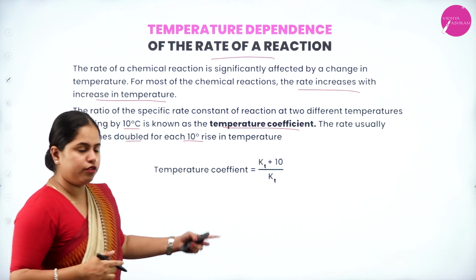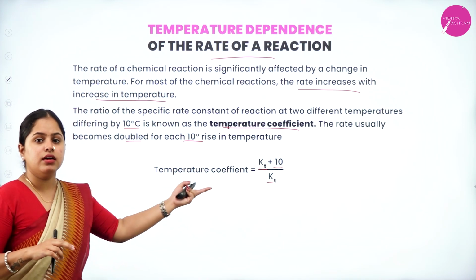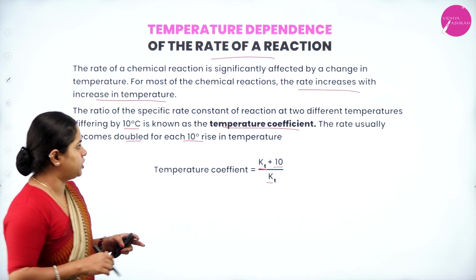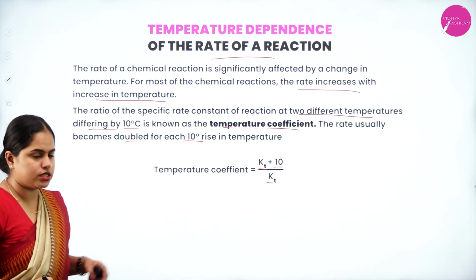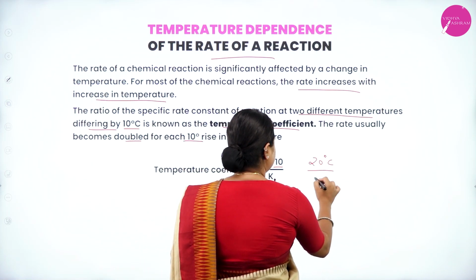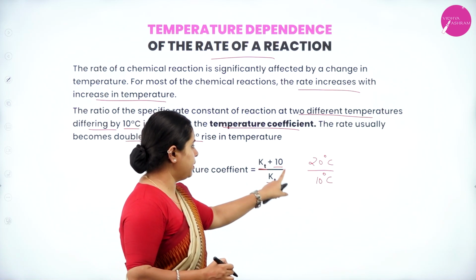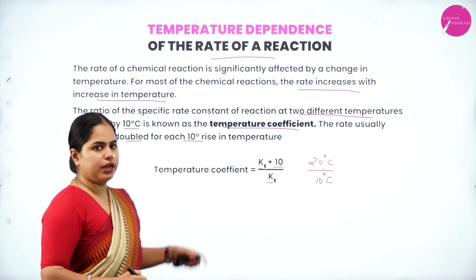So the temperature coefficient is written as K(T+10) by K(T). That is the ratio of the rate constants at two different temperatures differing by 10 degrees Celsius. That means if we have 10 degrees Celsius and 20 degrees Celsius, here KT is at 10 degrees Celsius and KT plus 10 is at 20 degrees Celsius. So this ratio is called the temperature coefficient.